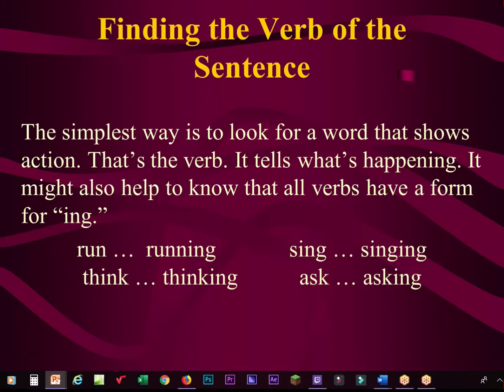When we are trying to get the subject and the verb to agree, of course, we have to find the verb. And some of you may have trouble with that. It is the word that generally shows action. It tells what's happening. And it always has a form that uses "ing." Every verb in our language has an "ing" form. So we've got "run" can turn into "running," "sing" can turn into "singing," "think" into "thinking," "ask" into "asking." So sometimes that will help you find your verb.